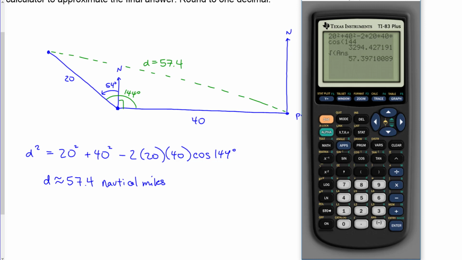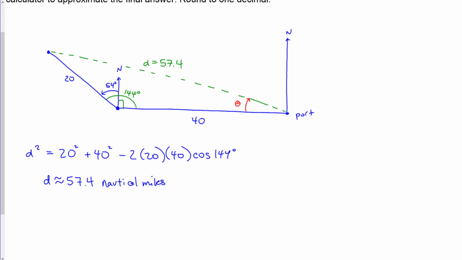Now, the angle that I think I could solve for first would be this one. And I'm going to call this theta so that I have a name for it to solve. And I think I can solve for it using the law of sines. So the way that would look is this. The sine of theta divided by the side that's opposite it, which is 20, is equal to the sine of 144 divided by the side opposite it, which is the 57.4 that I just solved for.